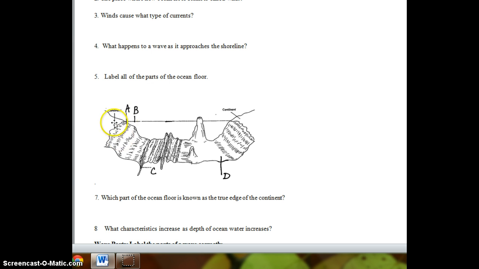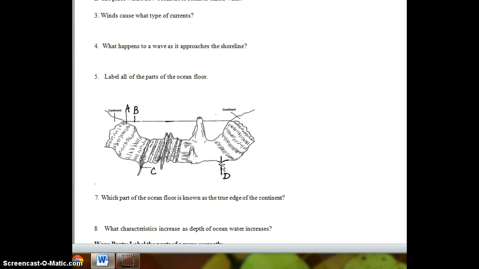The parts of the ocean floor over here, A, that's the continental shelf. B, where it drops off, would be the continental slope. C is a big crevice or crack in the ocean floor. That's a trench. Now beside C over here, that's the mid-ocean ridge. And then this little structure beside the mid-ocean ridge is a seamount. The seamount that rises above the water surface, that's a volcanic island.